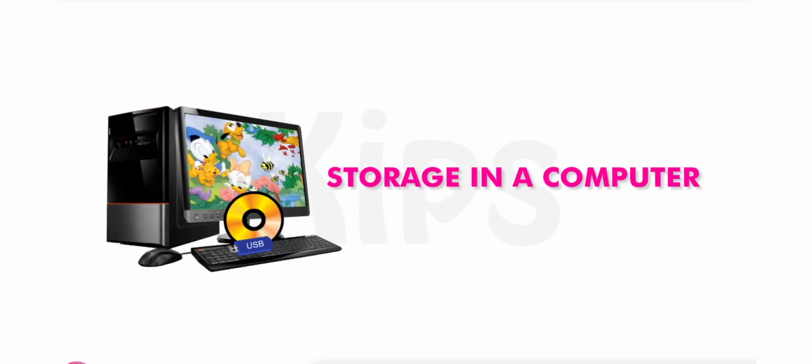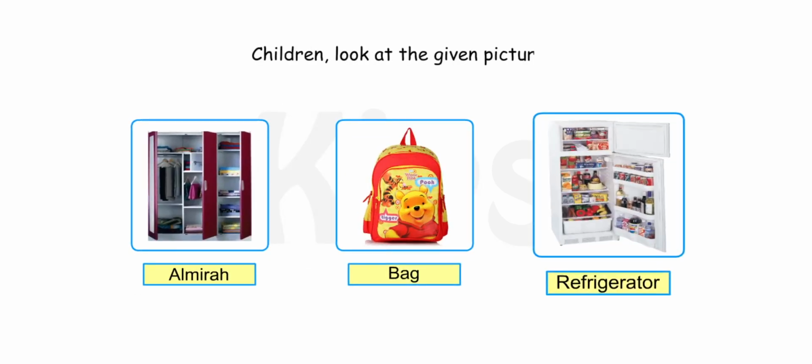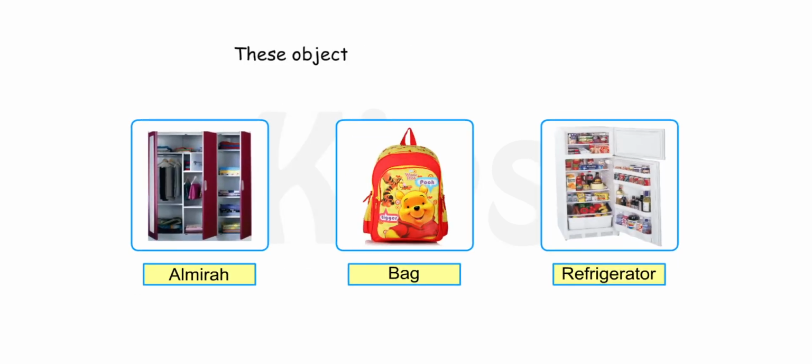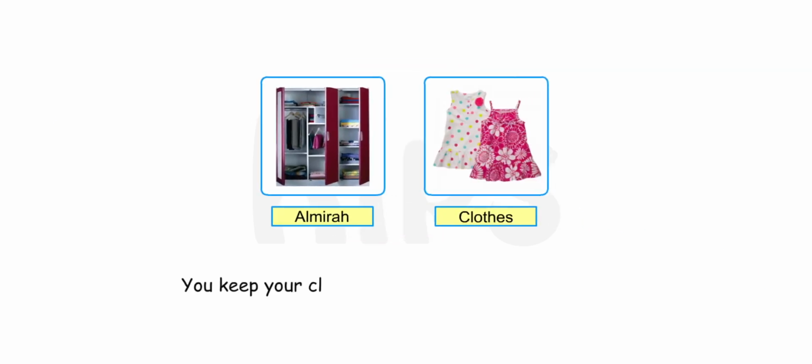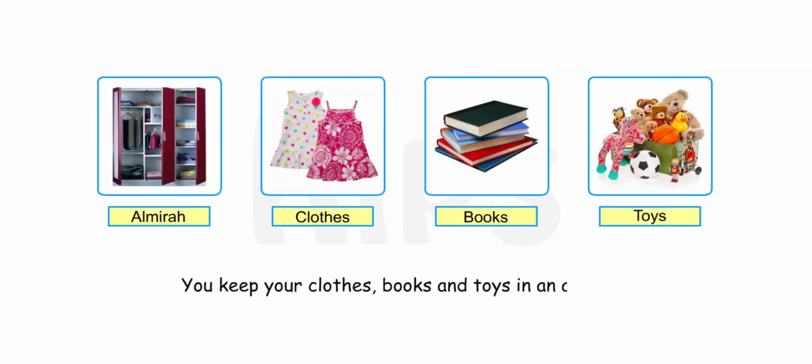Students, let us learn about storage in a computer. Children, look at the given pictures. These are used to store things. They are called storage places. You keep your clothes, books and toys in an almirah, so it's a storage place.